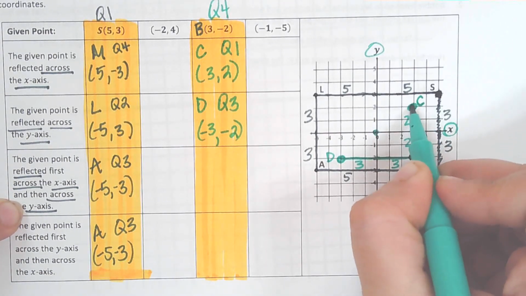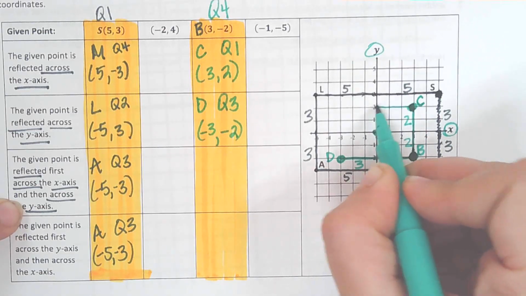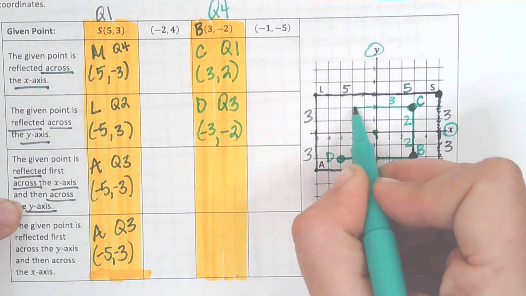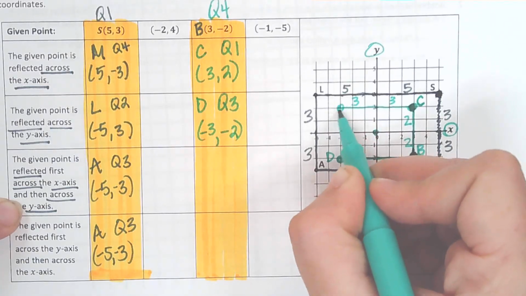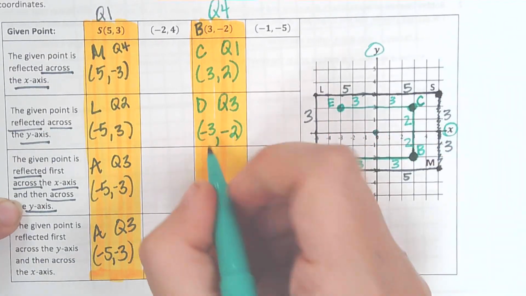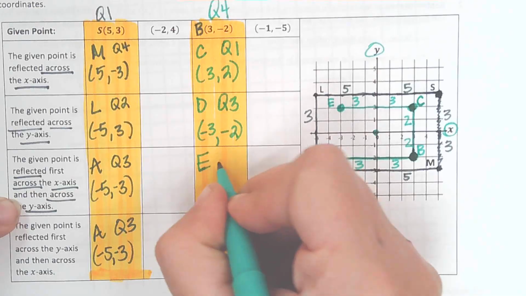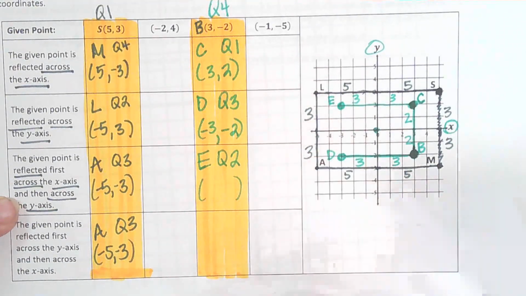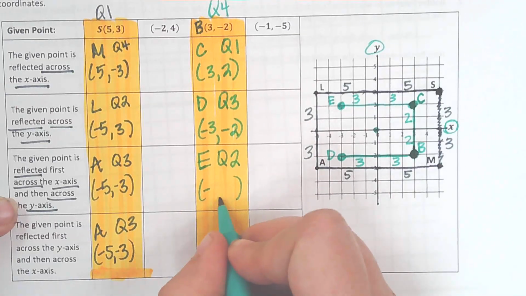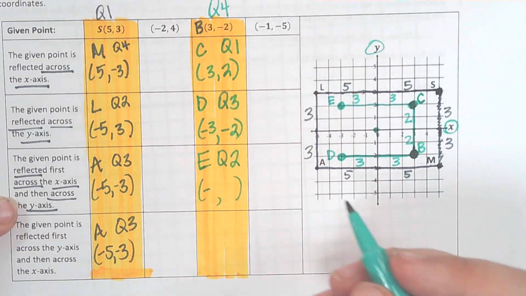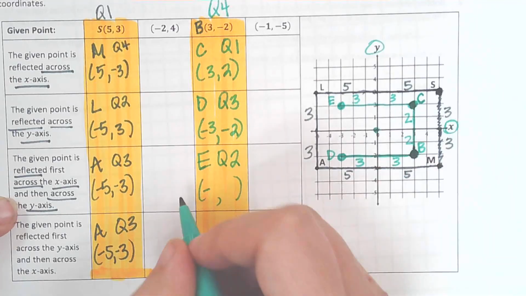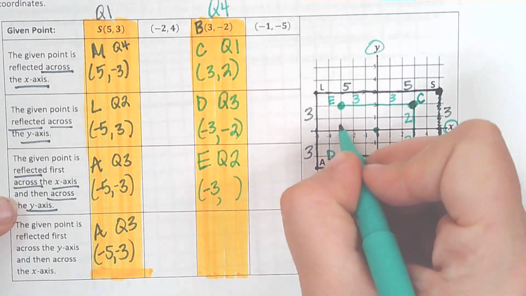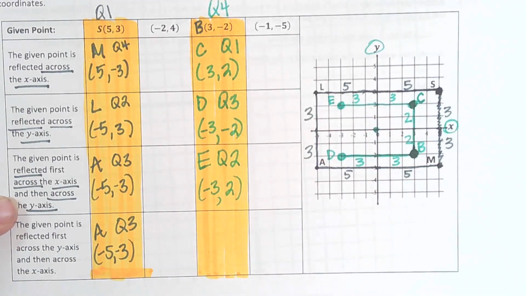Well, to do that, we got to go left 3, and then 3 more to the left, and we're going to label that E. So, guys, we are now in quadrant 2, and we know quadrant 2 has a negative X and a positive Y. Well, my negative X is negative 3, but a positive 2.